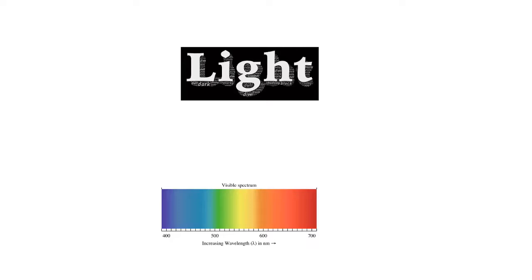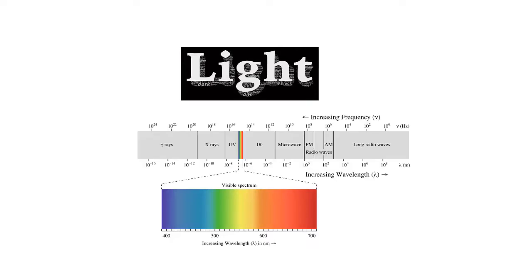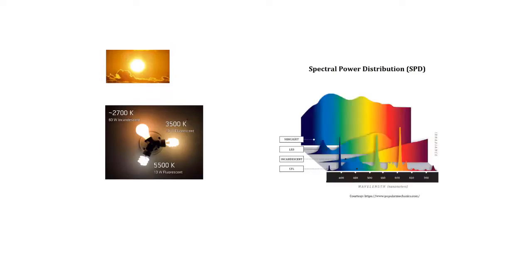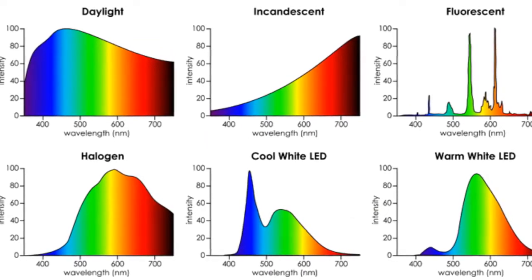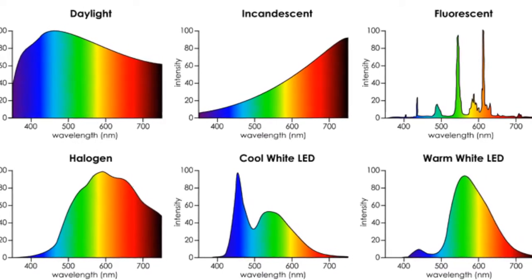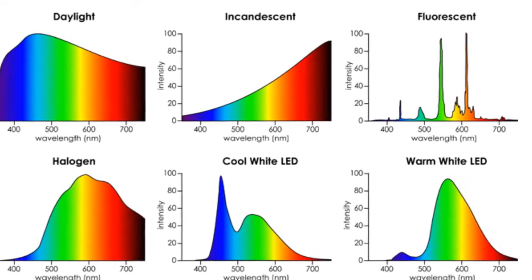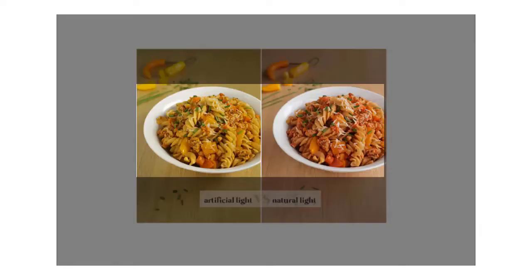In general, the word light refers to the visible spectrum of electromagnetic radiation. Visible light spans wavelengths between 400 and 700 nanometers, which is a very minute fraction of the entire electromagnetic spectrum. The appearance of light sources depends on their spectral power distribution, which shows the relative intensity of light across the wavelengths. Different light sources have different power spectrums, which influence the design of imaging systems and how objects appear in the images.